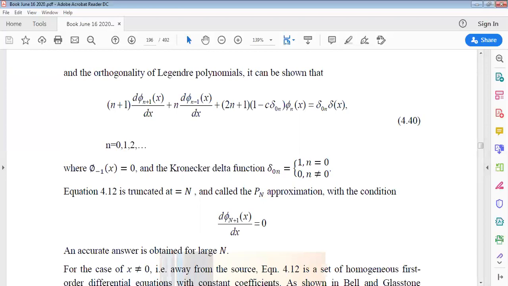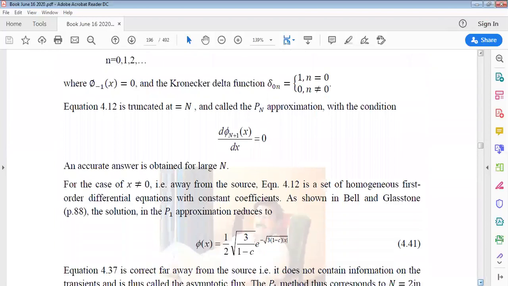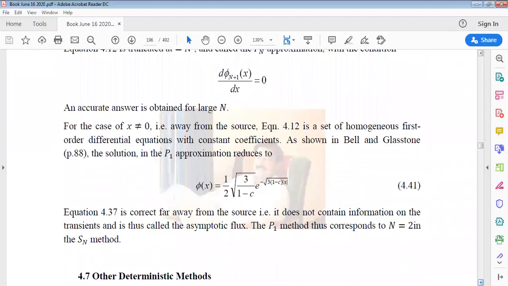So the PN approximation is where you throw away the higher terms. So if you put d phi by dx or phi n plus 1 to 0, then you get what is called the PN approximation. Now again, as for the Sn case, the higher the n is, the better your answer will be.